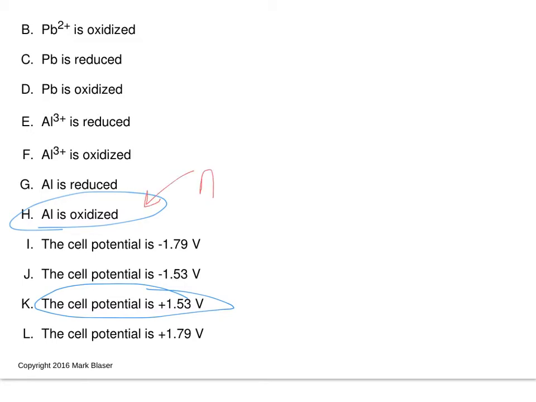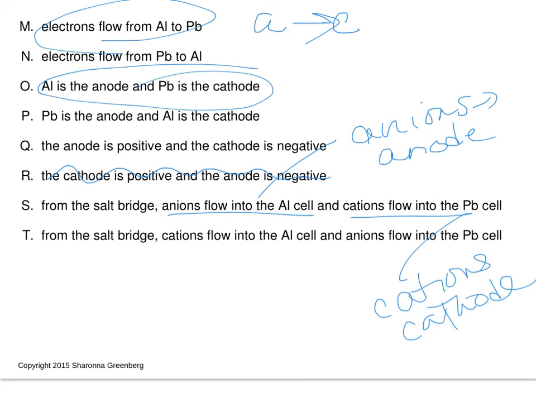aluminum is oxidized because remember it goes to aluminum +3. And the cell potential, if you flip the right one, is 1.53. And electrons always flow from the anode to the cathode. Oxidation occurs at the anode. So the electrons flow from aluminum to lead. Aluminum is the anode, lead is the cathode.